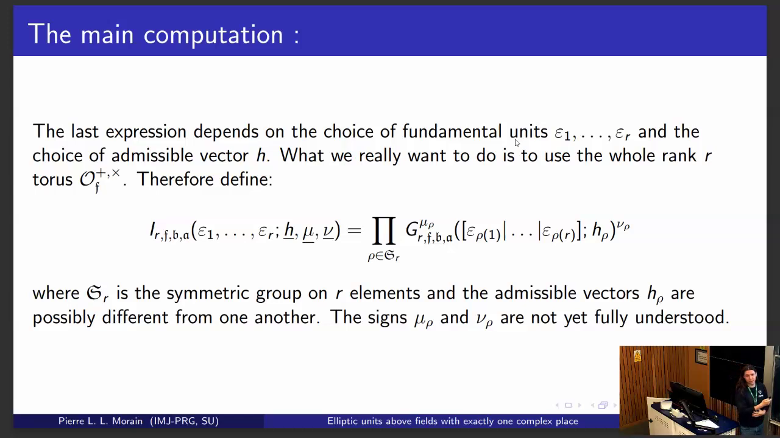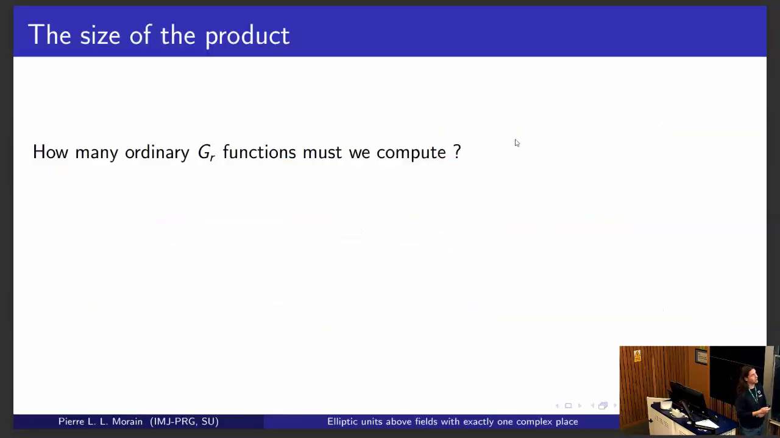So this is the main function that we want to compute, and this is what we think is algebraic. So first, before I state the conjecture on algebraicity, I just want to mention: in this product, how many terms do we have to compute?